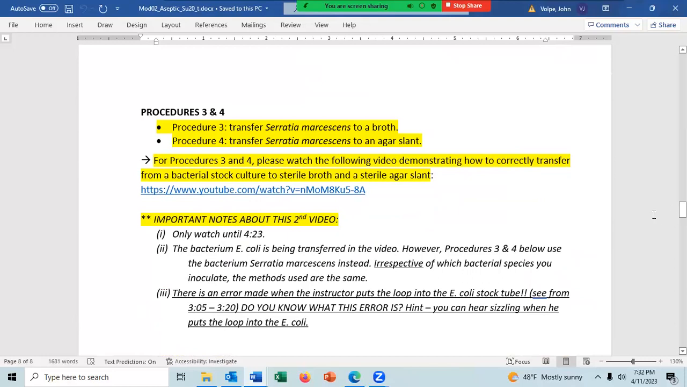Procedure 3, you're going to transfer Serratia marcescens to a broth. For procedures 3 and 4, please watch the following video demonstrating how to correctly transfer from a bacterial stock culture to a sterile broth and to a sterile agar slant. You only need to watch this video to 4 minutes and 23 seconds.